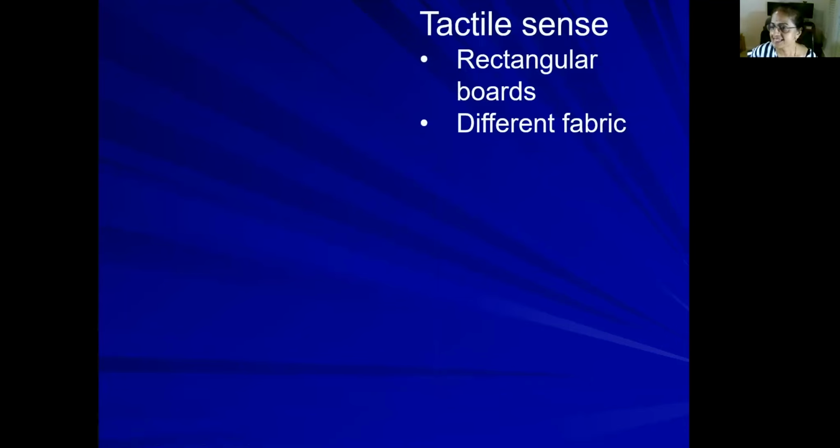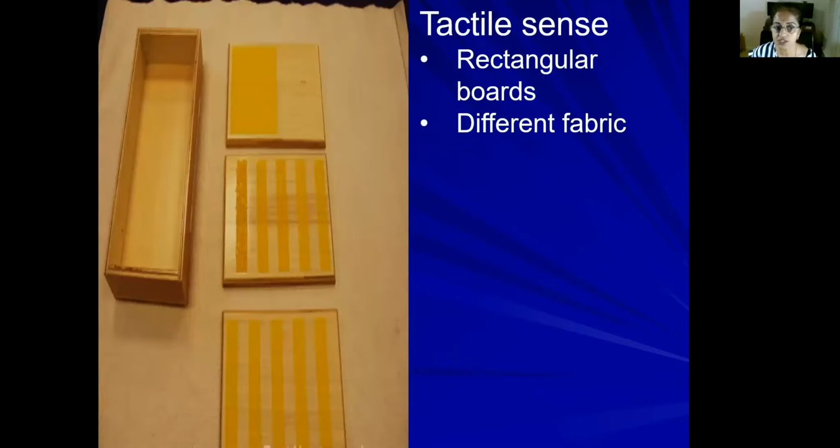Tactile senses. Here we have the rectangular boards and different fabrics. Of course, we have different other works, but here today I'm going to just display the two of them. The rectangular boards. The child has to differentiate between rough and smooth.